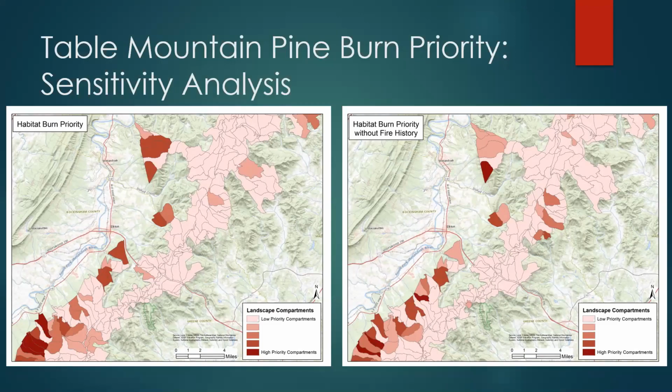Based on this, I chose to run an additional weighted overlay where I removed the fire history data completely. This resulted in a map where habitat is prioritized based on ideal site conditions and the current presence of Table Mountain pine in the landscape.